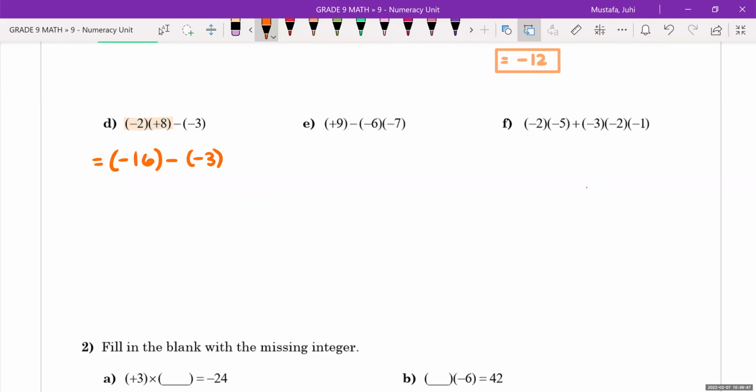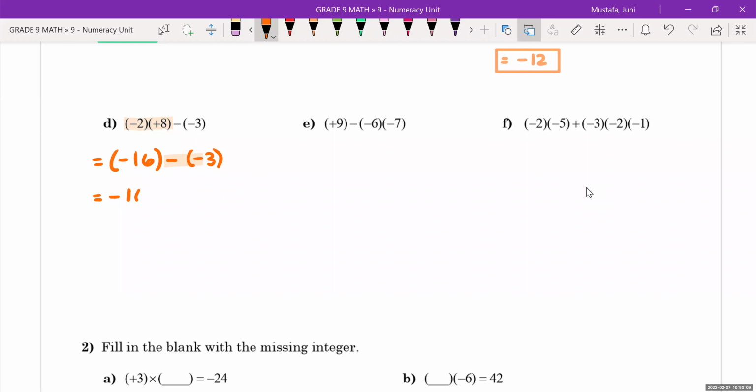All I did was I multiplied the first two numbers, -2 times +8, but I didn't multiply it by the -3 because it's not multiplication, it's subtraction. So now what we're going to do is we're going to look at these two negatives and we're going to clean them up. Luckily, the signs cleanup are the same for when you're adding and subtracting or multiplying and dividing. What do two negatives give us?